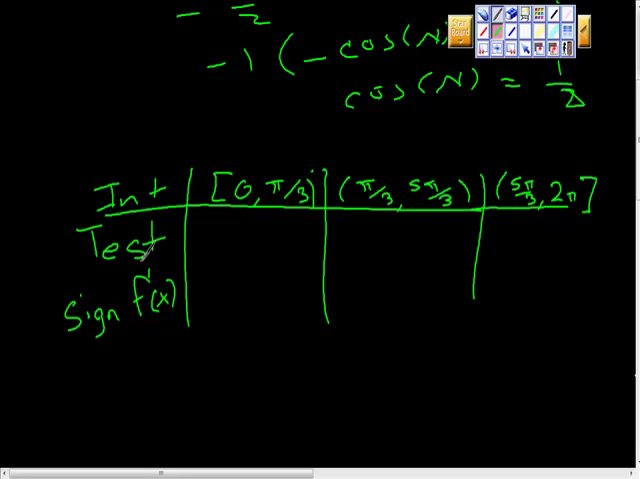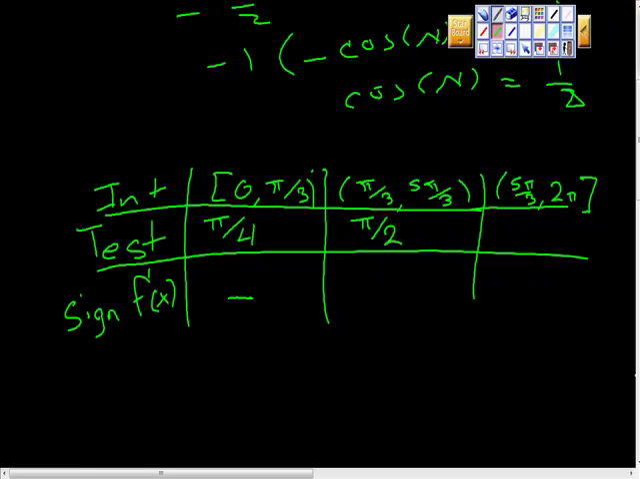And then for the test values, we use pi fourths. When you plug that into the derivative, it comes back as -0.27, so the sign is negative. For the next interval, we used pi halves, which comes back at 0.3, so that's positive. And then we used 11 pi over 6 for the next interval, and that comes back at -0.36, so the function's decreasing.